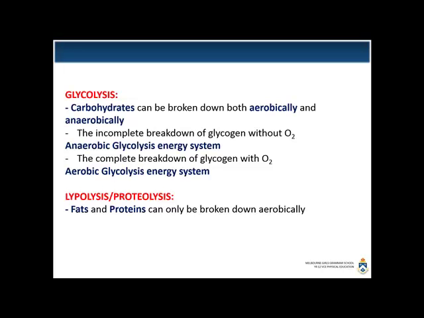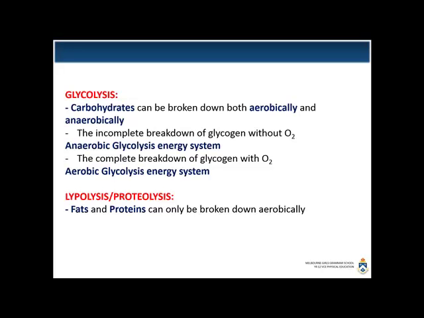The complete breakdown is far more complex. It generates more energy though because it's a complete breakdown, but a disadvantage is that it takes much longer to do. So the process of glycolysis, if you look at that word, looks like glycogen, so it's the breakdown of glycogen, and you need to know definitions for anaerobic and aerobic.